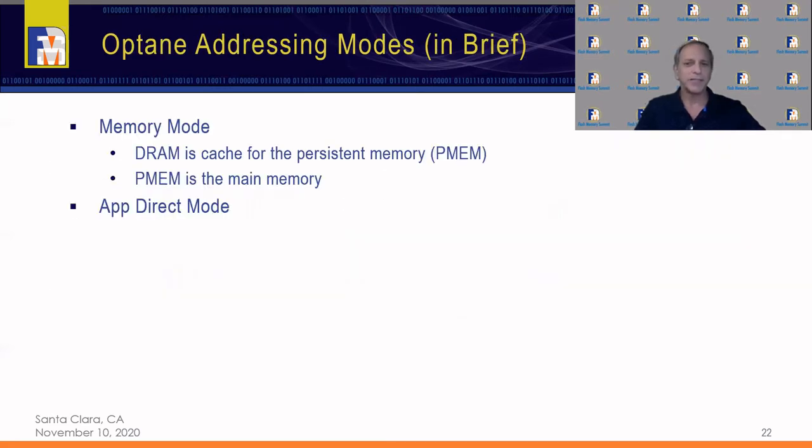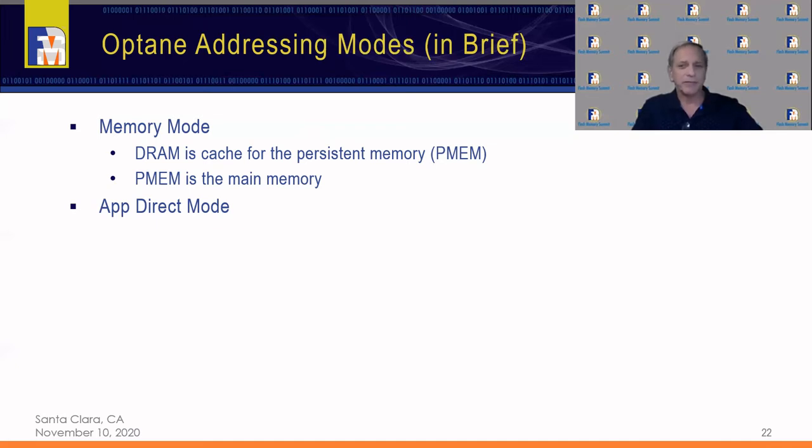After seeing those projections into the future, we'll turn our attention back to right now. What is it like to actually use Optane persistent memory? Optane is intended for use in a heterogeneous memory architecture. Its two addressing modes reflect that. They are memory mode and AppDirect mode. Memory mode uses the PMEM as main memory. The DRAM is simply its fast cache.